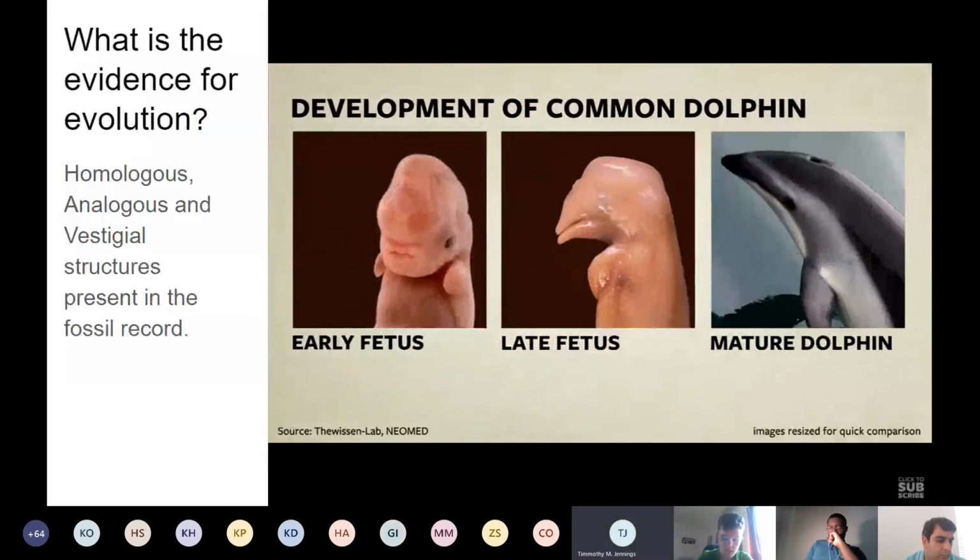These are all photographs of a common dolphin at different stages of growth. Notice that early on, we see two nostril grooves on the front of the face, just like you'd expect in a puppy or a human. As the dolphin continues to grow, the nostrils migrate to the top of the head and fuse together, becoming the dolphin's blowhole.